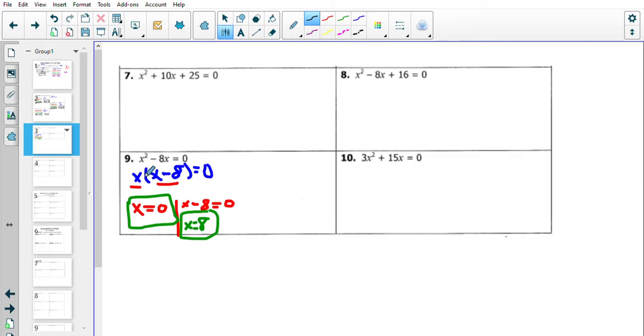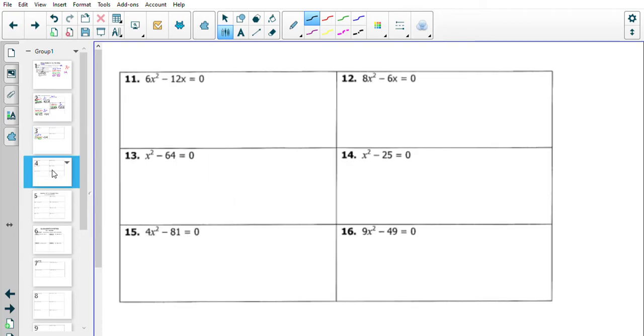Okay, so these types of problems are very simple because one of them's already taken care of for you. When you factor out that GCF, you have to set that GCF equal to 0 in order to know whether or not it's a factor, or a solution, sorry. So we have that x is equal to 0 and positive 8.